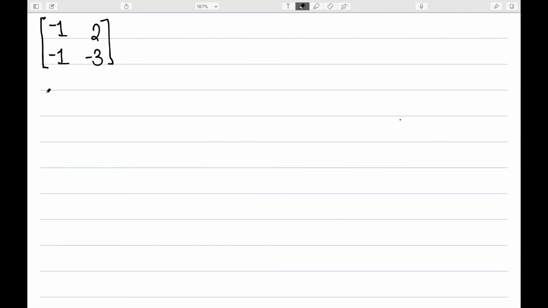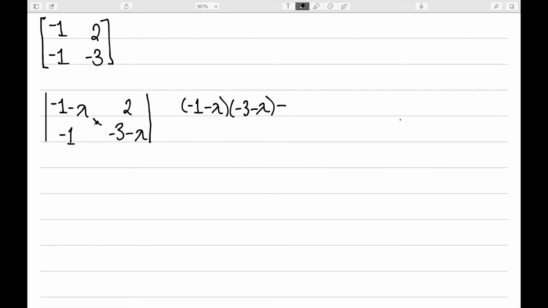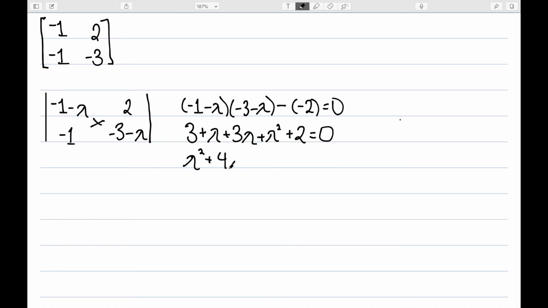Let's look at one more. We start by finding this determinant. So we have negative 1 minus lambda, 2, minus 1, negative 3 minus lambda. Multiplying gives me (negative 1 minus lambda) times (negative 3 minus lambda) minus negative 2 equal to 0. This is 3 plus lambda plus 3 lambda plus lambda squared plus 2 equal to 0. Or lambda squared plus 4 lambda plus 5 equal to 0.